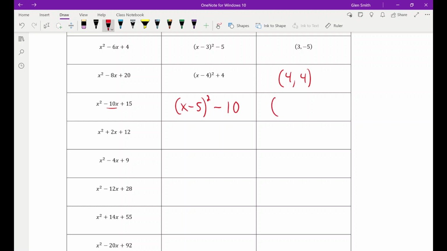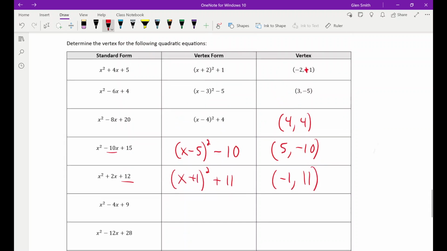And that tells me this vertex is at 5, negative 10. Over here, the 2 tells me this is a plus 1 here. But that means if I square it out, there's going to be a plus 1 at the end, but I need a plus 12. So that means there's a plus 11 here. That means my vertex is at negative 1, positive 11.